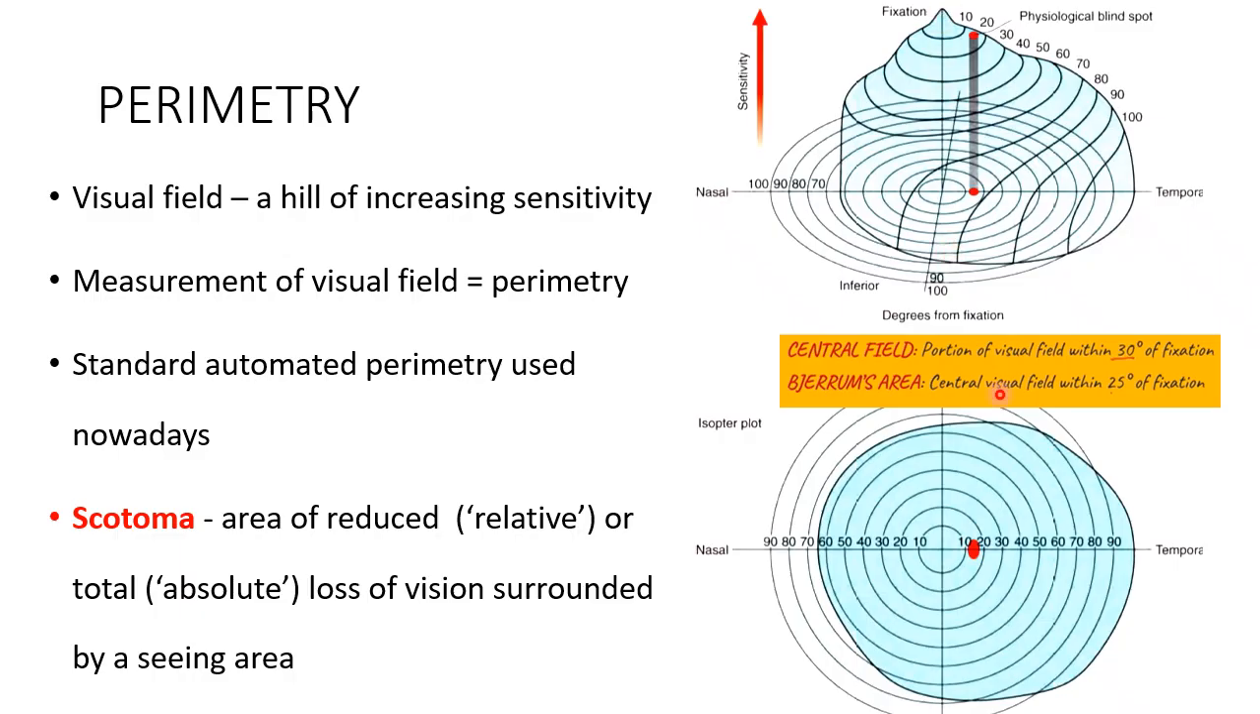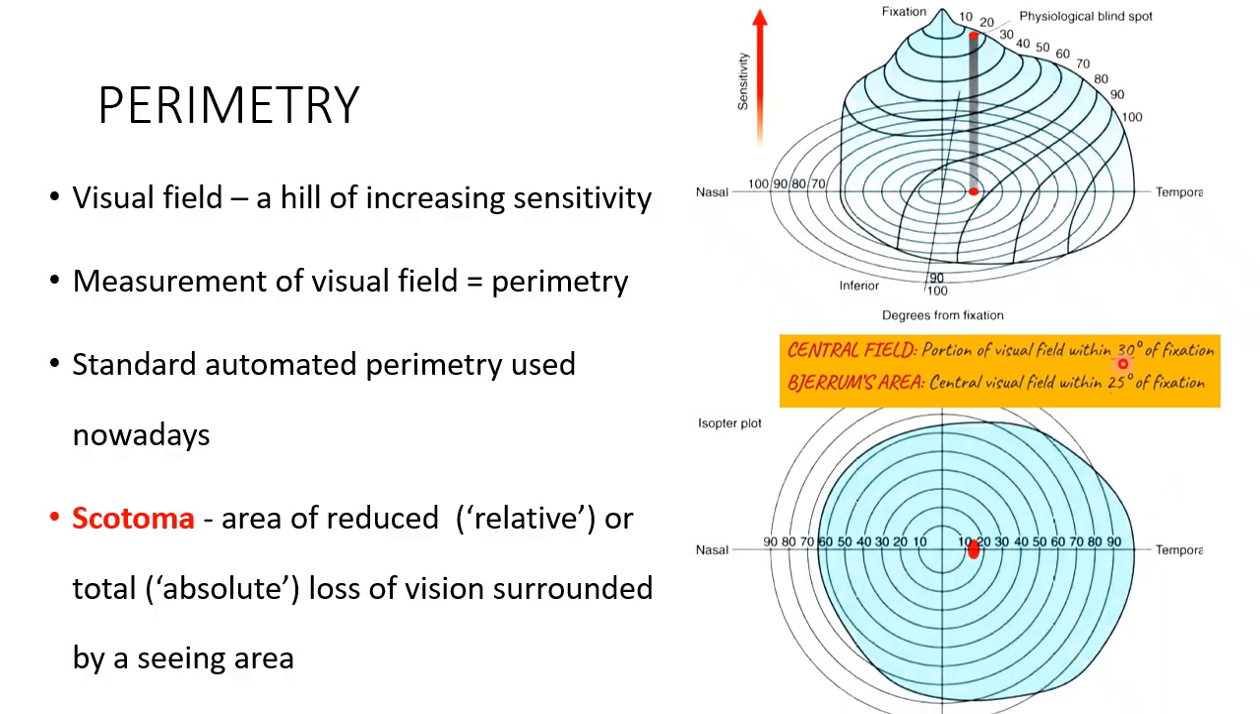So the maximum sensitivity is here at the fovea where the maximum cones are present, and the minimum sensitivity is here, just temporal to it, 15 to 20 degrees temporal to it, that corresponds to your optic disc. Okay? And gradually, as you move from the fovea to the retinal periphery, the sensitivity decreases. That is why this stepping shape is there, right? So three-dimensional representation, two-dimensional representation of the visual field.